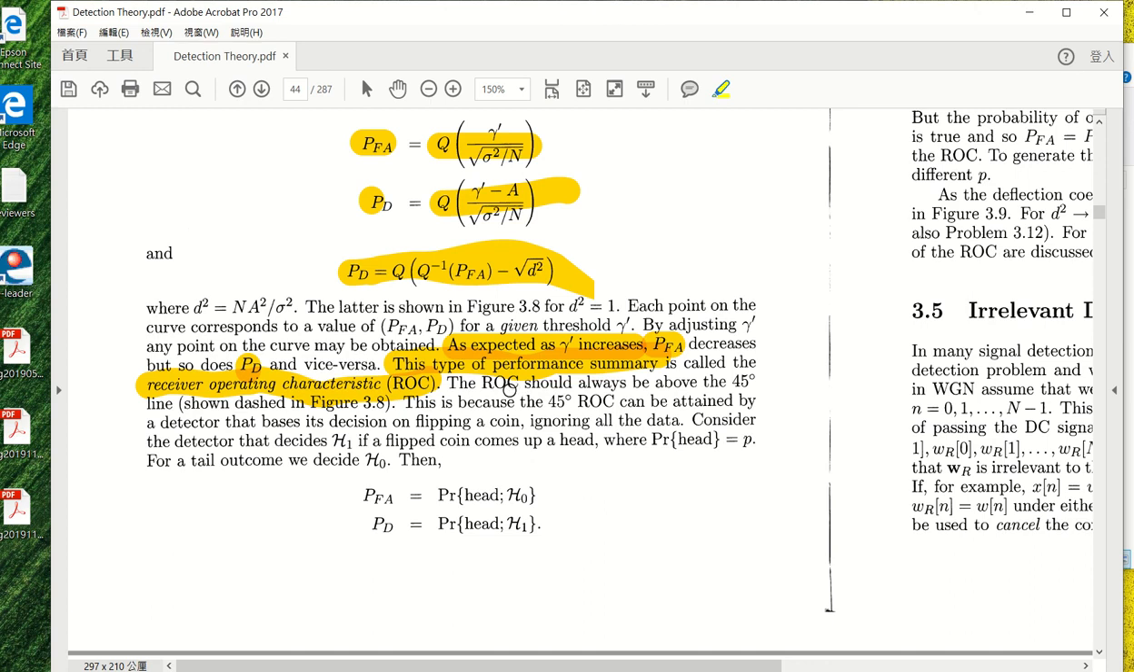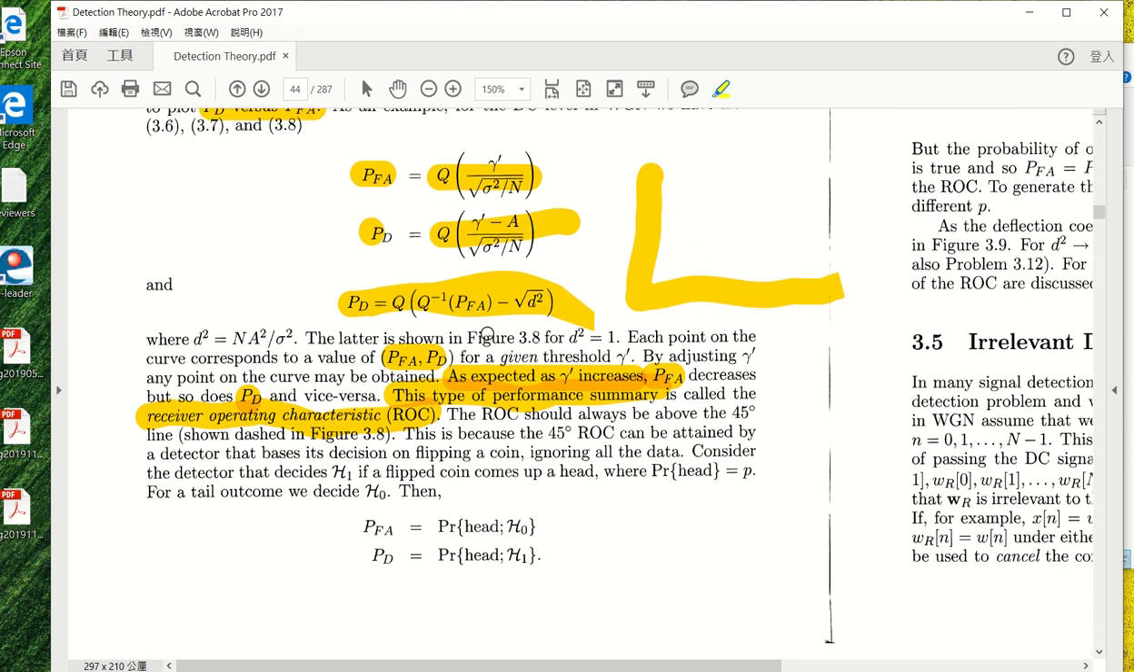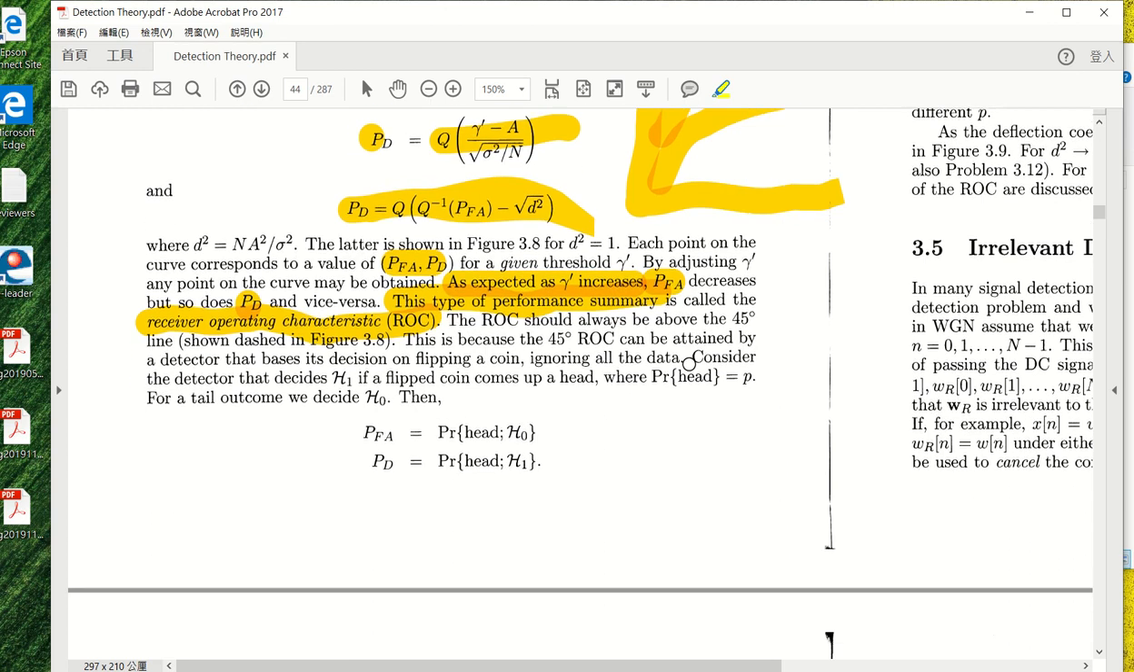All right, so the ROC is a curve. What curve? It's a curve of PD versus PFA. Here is PD, here is PFA. So you get a PD versus PFA. And of course, we see it in many places where we have PD as a function of PFA. So you will see a curve like this. That's PD versus PFA.